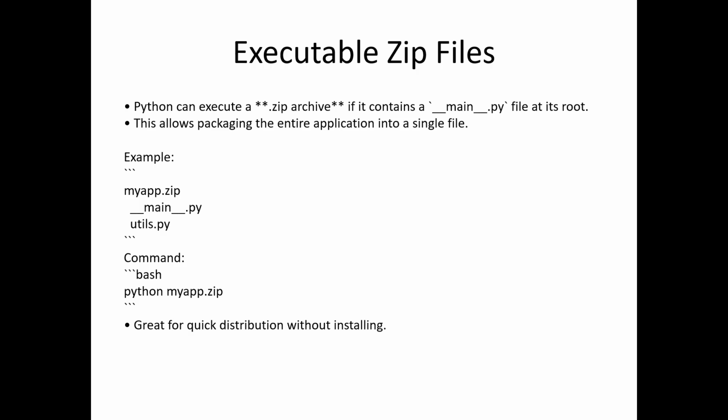Executable zip files. Python also lets you run a .zip file as an application as long as the zip contains a __main__.py file at the top level. Python will unzip it internally, look for __main__.py and execute it. This is an amazing way to distribute Python applications. You can ship one single zip file. You can even create such zips automatically.